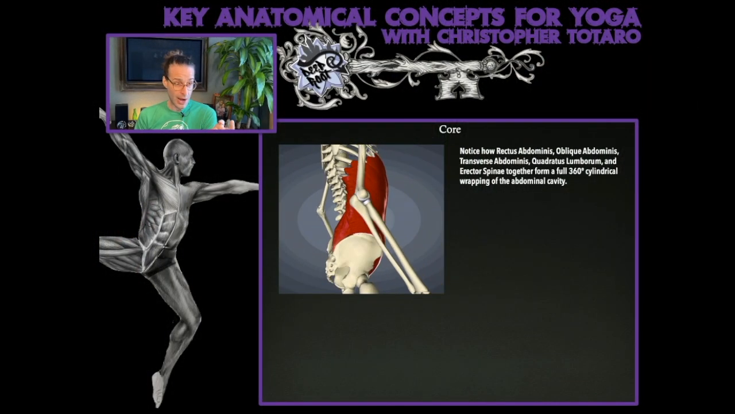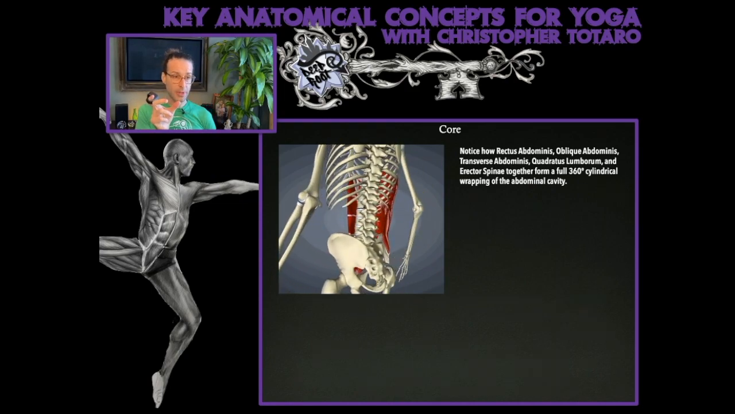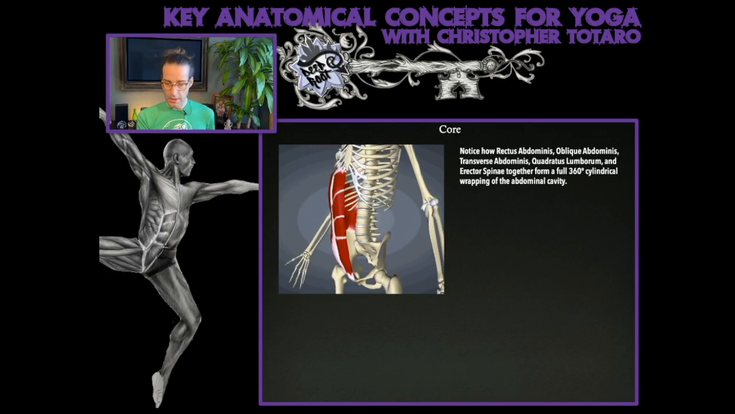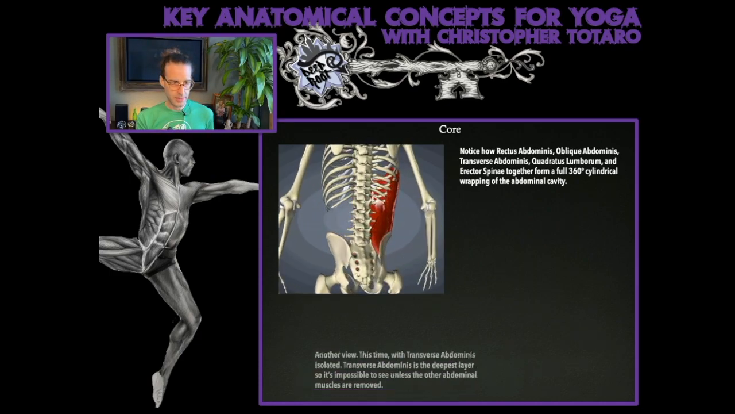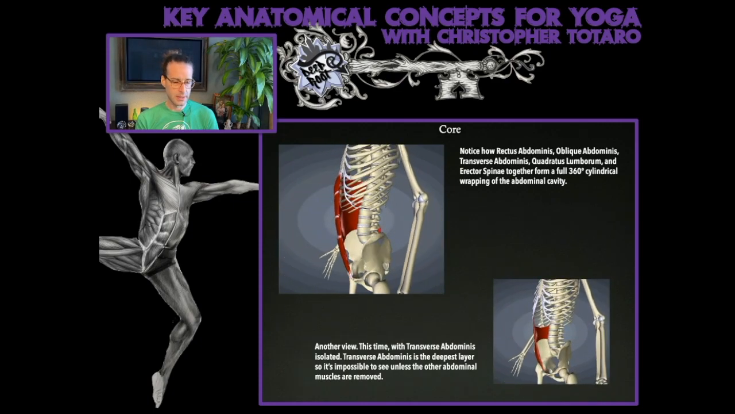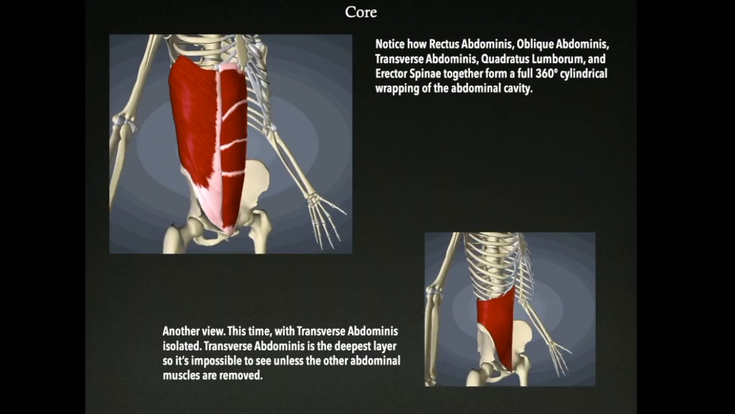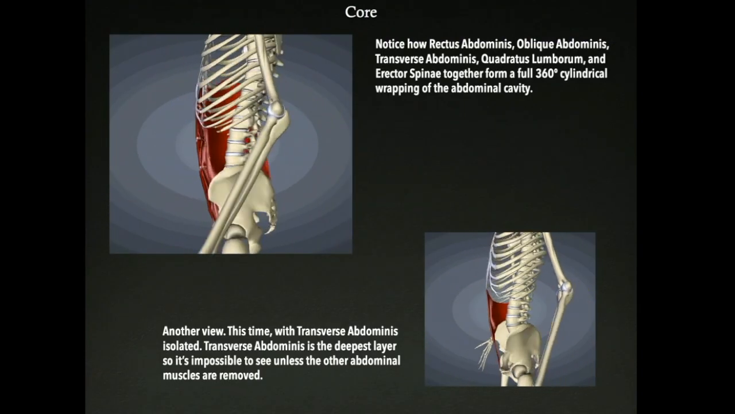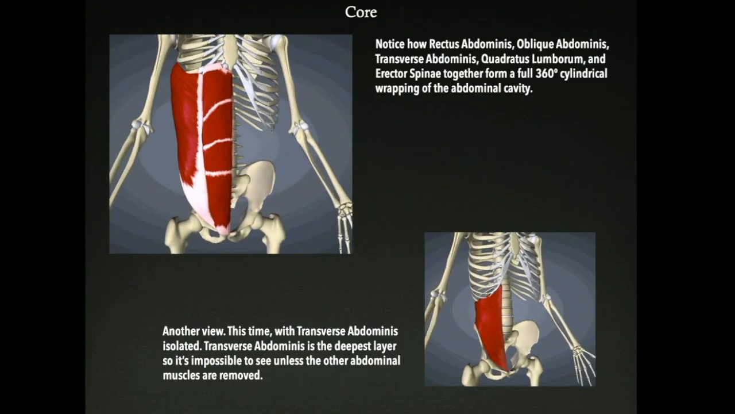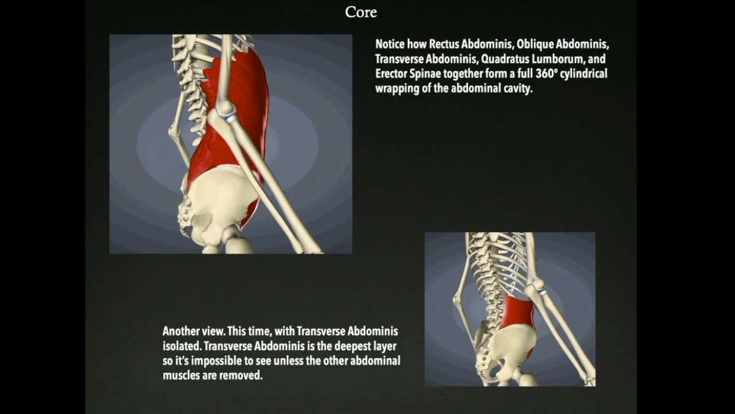Can you appreciate now how the core muscles really do wrap entirely around? And again, you're missing a couple of inches right there at the spinous processes. But hopefully on this next one, you'll be able to see another view, this time with transverse abdominis isolated. Transverse abdominis is the deepest layer, so it's impossible to see unless the other abdominal muscles are removed. So just picture that, and you're basically covering all fiber directions. You're basically covering the entire surface of that cylindrical columnar structure there.